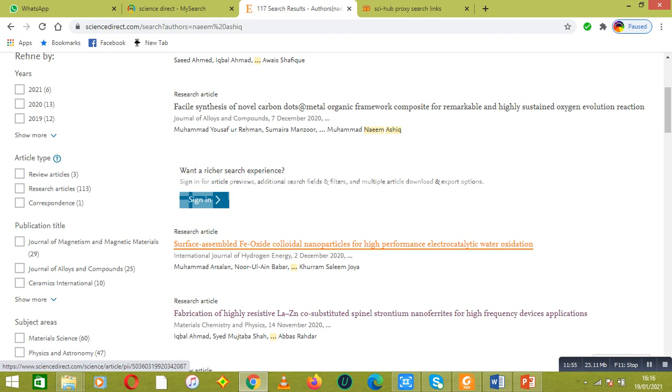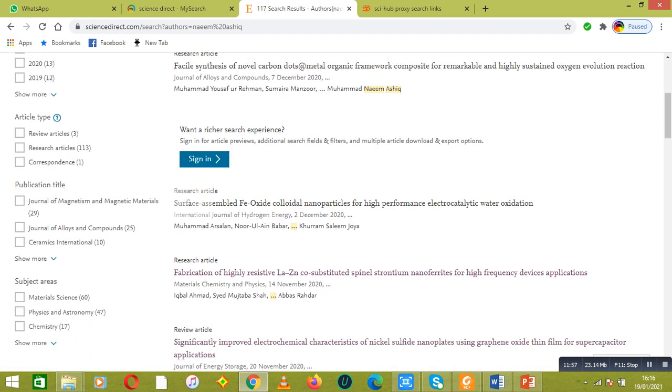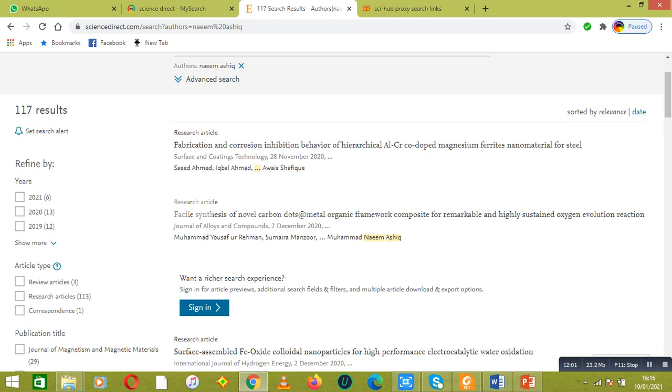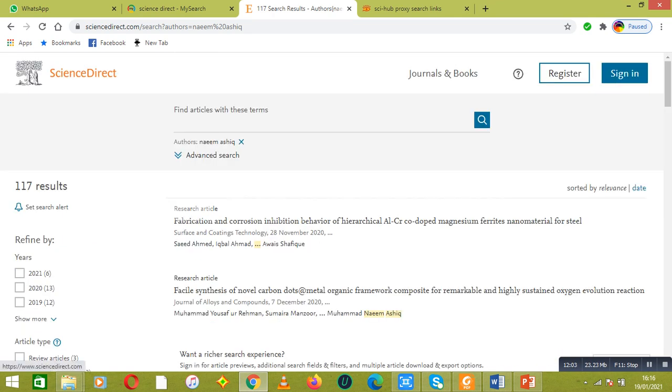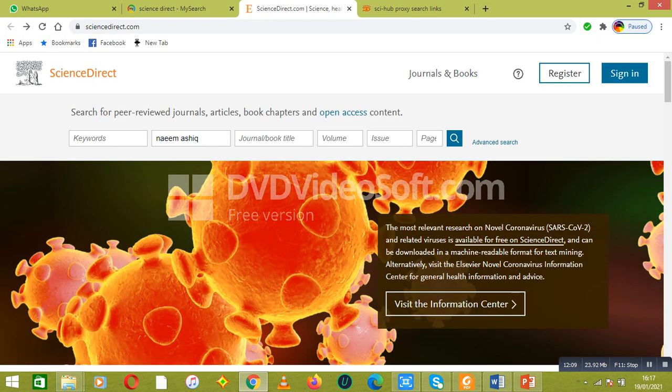If you want to read papers from a specific journal like International Journal of Hydrogen Energy, Journal of Power Sources, or Nano Energy, these are different journals. Just put their names and it gives all the papers belonging to that journal. Here are the volumes, numbers, issues, pages, etc. So you can search here anytime.